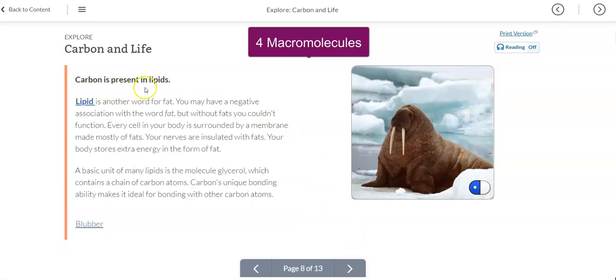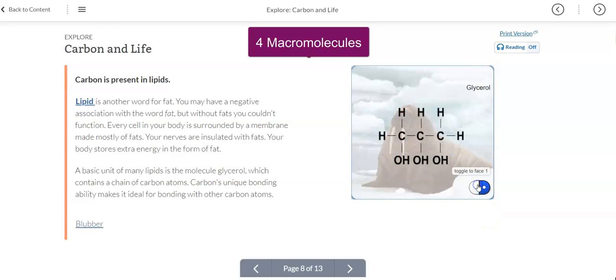Carbon is also present in lipids. Lipids is another word for fat. You may have a negative association with the word fat, but without fats you couldn't function. Every cell in your body is surrounded by a membrane made mostly of fats. Your nerves are insulated with fats. Your body stores extra energy in the form of fat.